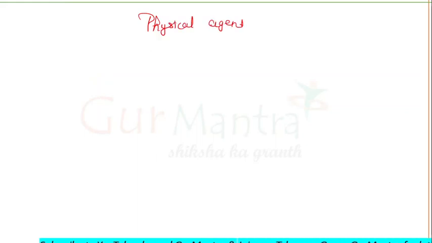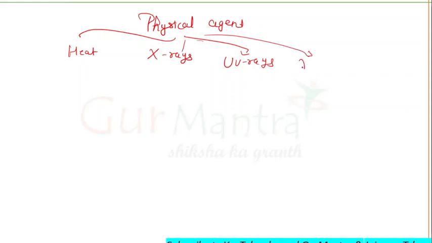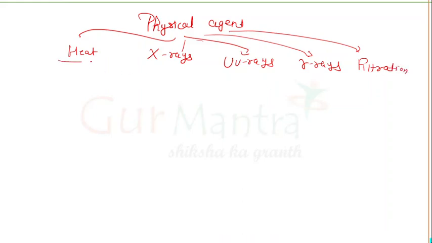Microbial control methods: there are also some physical agents that can kill microbes. There are many physical agents which are normally used to control microbial growth. Heat is the most rapid and efficient. There are x-rays, UV rays, gamma rays. You can include filtration, which is a physical process. The most efficient one is heat.